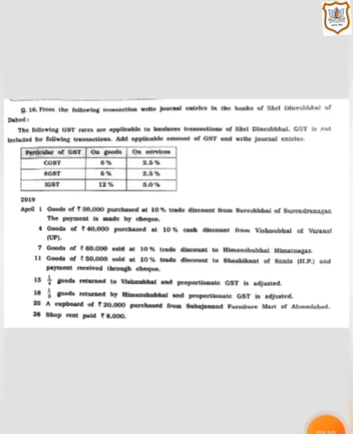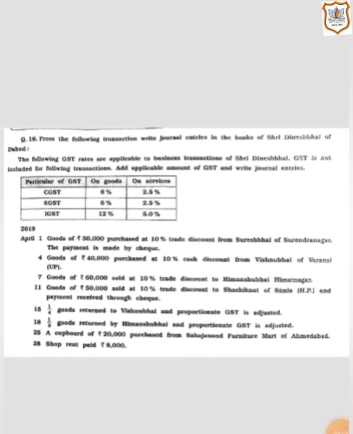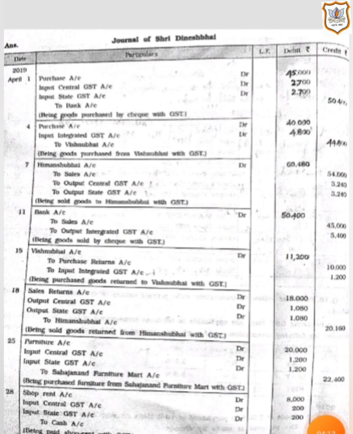Now let us see the next transaction. Here it is, date 15th. 1/4 goods returned to Vishnu Bhai and proportionate GST is adjusted. As we can see, on date 4th we purchased goods of rupees 40,000 from Vishnu Bhai, and now we are returning 1/4 of the goods. So let us see the journal entry for this. Here is the journal entry.